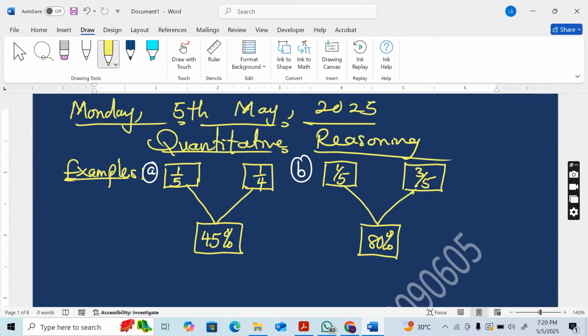So whenever I ask you or your teacher asks you to figure something out in quantitative reasoning, you can try adding, you can try addition, subtraction, multiplication, and division. I hope you understand. And sometimes you can try squares and square roots or percentages. You can see that what we have in example A and example B have to do with percentages.